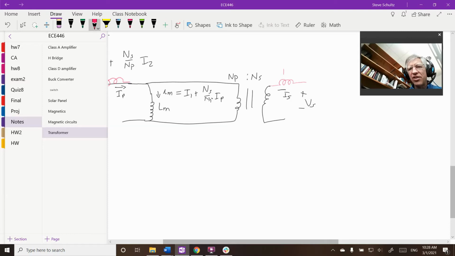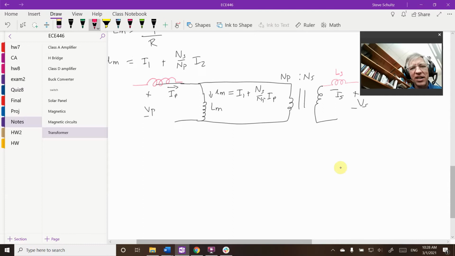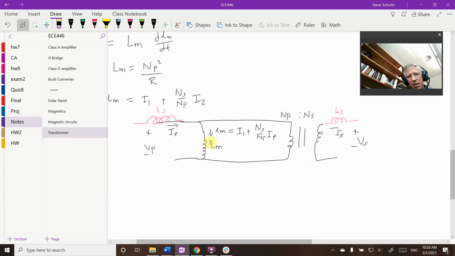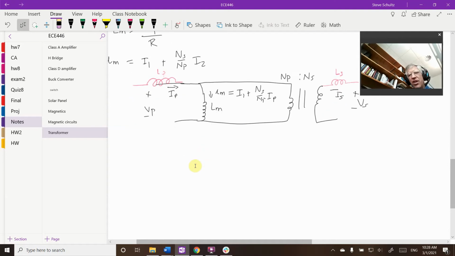These are going to be labeled L of my secondary leakage inductance and L of my primary leakage inductance. So what you see is that I'm going to have my big inductor in here, and I'm going to have a series inductance along here. This one's in parallel, so I want my magnetizing inductance to be really large, and I want these inductances to be really small.